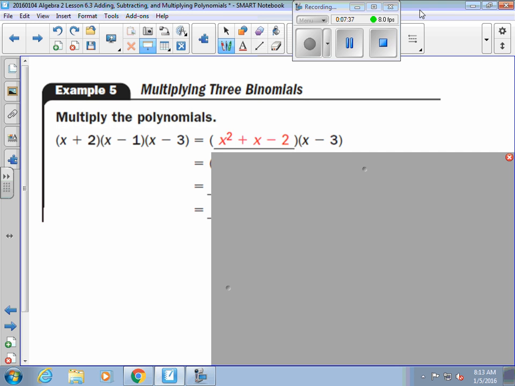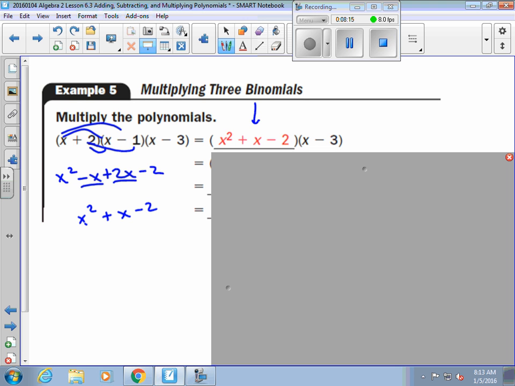So when you have x plus 2 times x minus 1 times x minus 3, notice when you FOIL it, and this is something you can do mentally a lot of times, when you put x and x together, the first two terms, you get x squared. When you put x and negative 1, you get negative x. 2 and x, you get positive 2x. And 2 and negative 1, you get negative 2. Then you just combine your like terms, negative x and positive 2x, and you get positive 1x. So notice x squared, positive 1x, minus 2, is the same thing that's in this trinomial here.